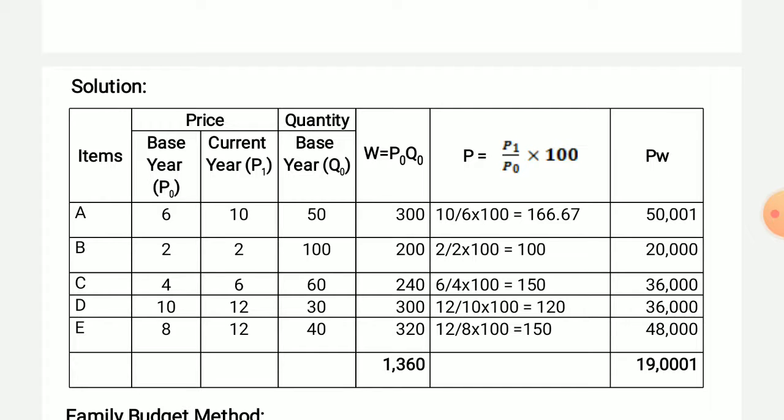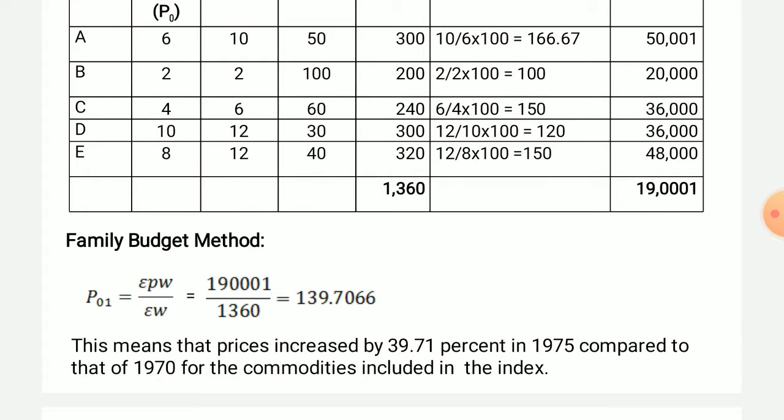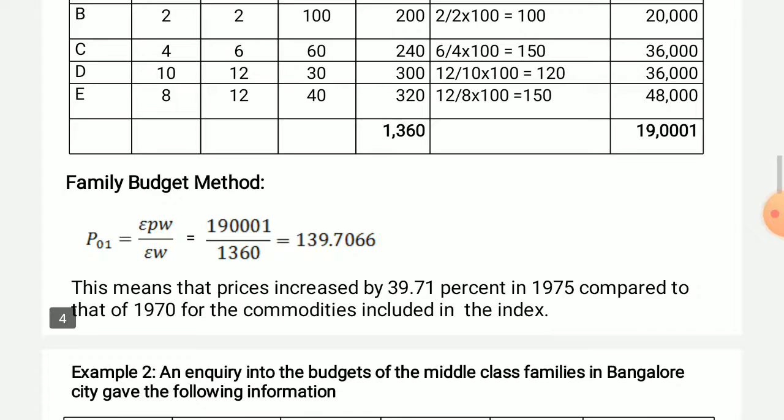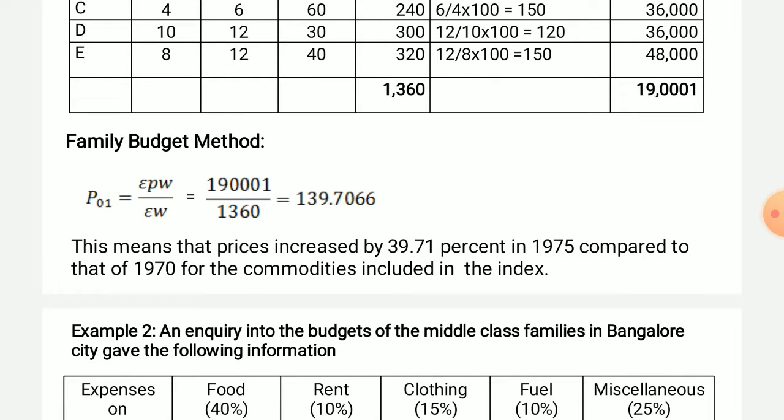So by substituting these values in the formula, P01 is equal to sigma PW by sigma W is equal to 190,001 by 1,360 is equal to 139.7066. So this is the price index number according to the family budget method. And this means that prices increased by 39.71% in the year 1975 compared to that of 1970 for the commodities which are included in the index.